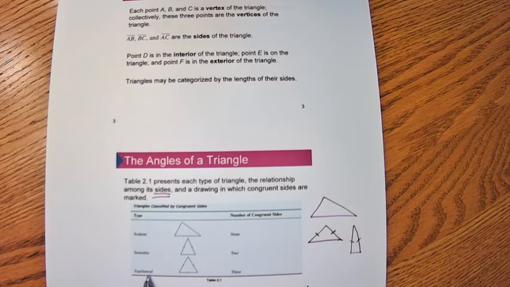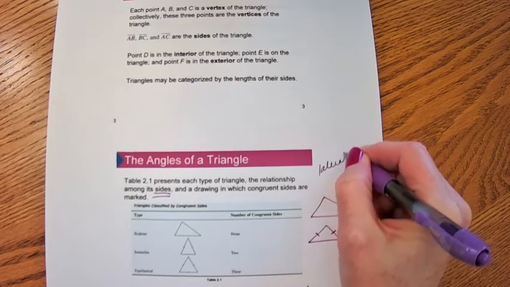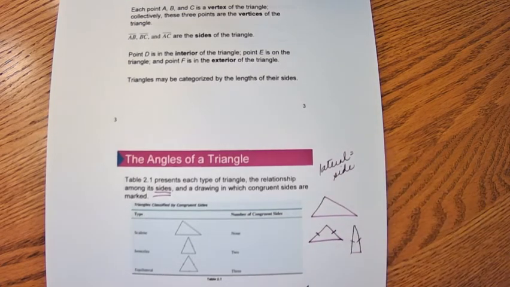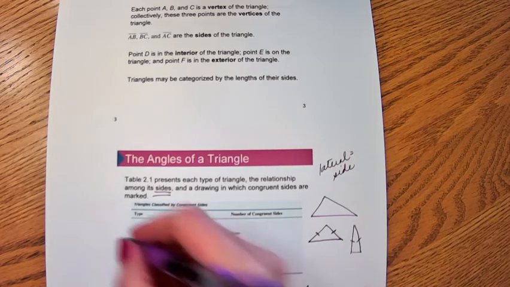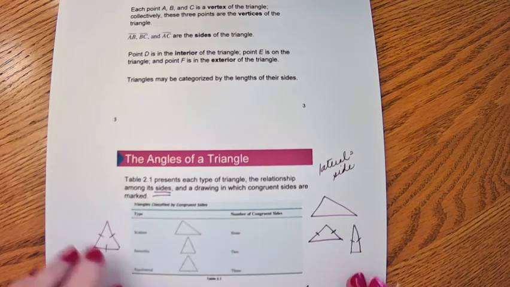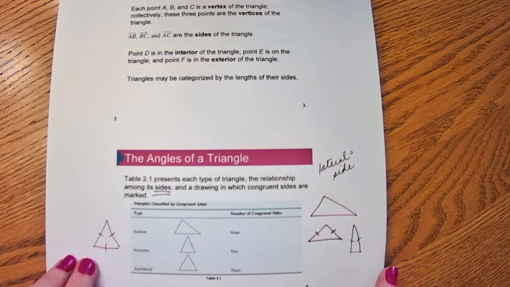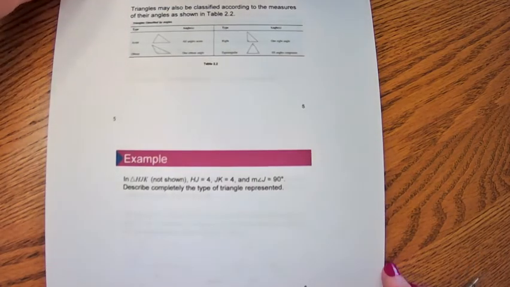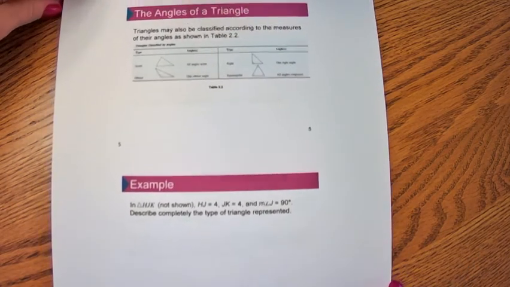And then the phrase equilateral. The word lateral means side. Equilateral means all three sides are equal. So if you see in this diagram an equilateral triangle, all three sides have the same measure. So scalene, isosceles, and equilateral are descriptions based on the sides.